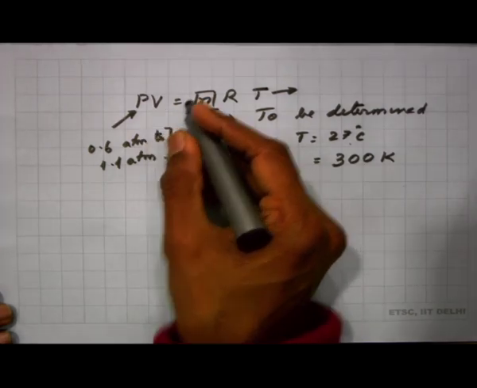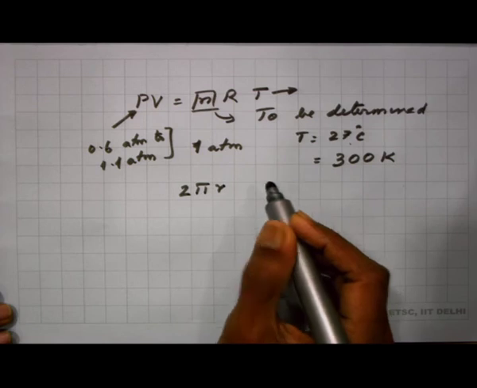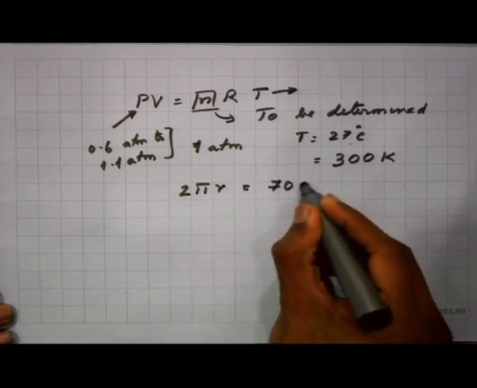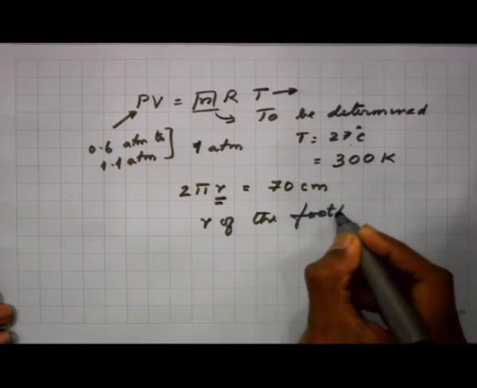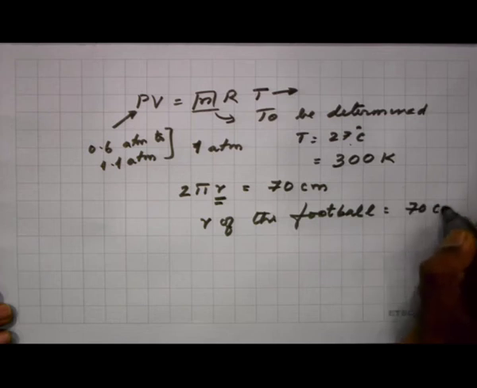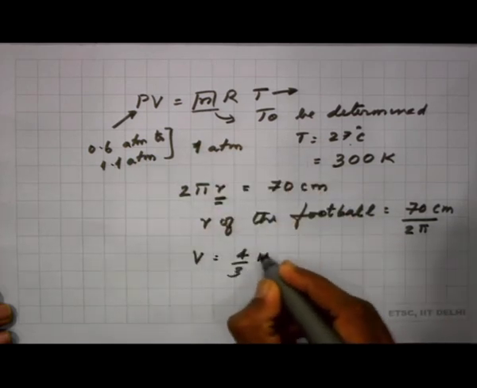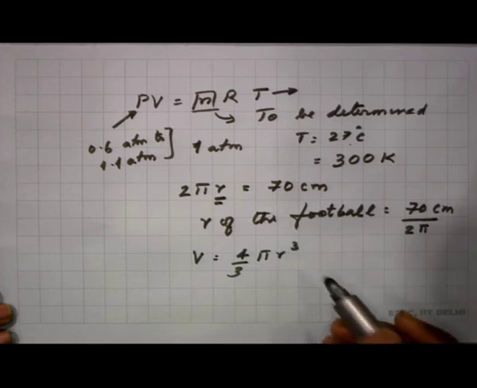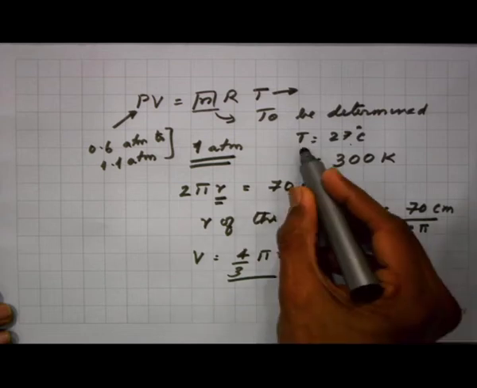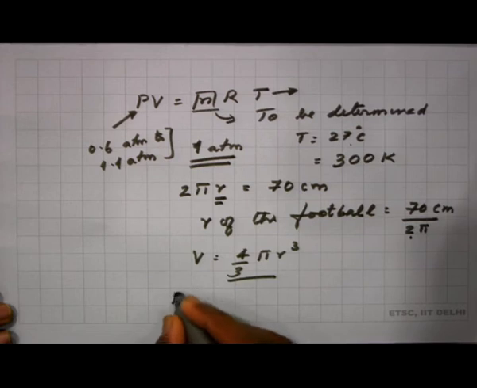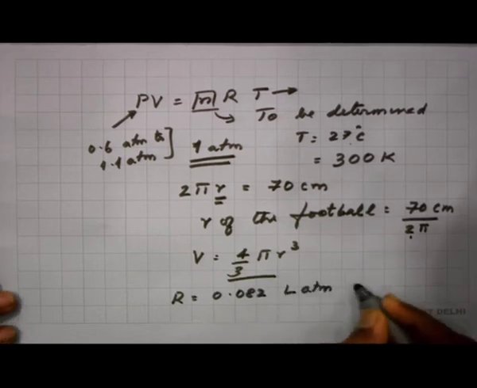And we need to know the volume. We say its circumference is between 68 centimeters and 70 centimeters. So, we say 2 pi r is equal to 70 centimeters for convenience, from which you can get the r of the football. And we get the volume, taking it to be a sphere. So, we have the pressure, we have the volume after doing this computation, we know the temperature, and you could use 0.082 liter atmospheres per Kelvin per mole.